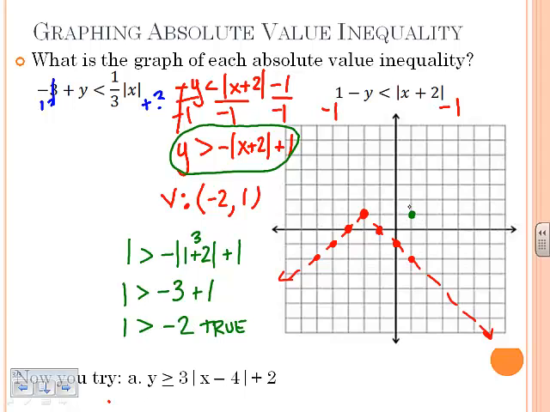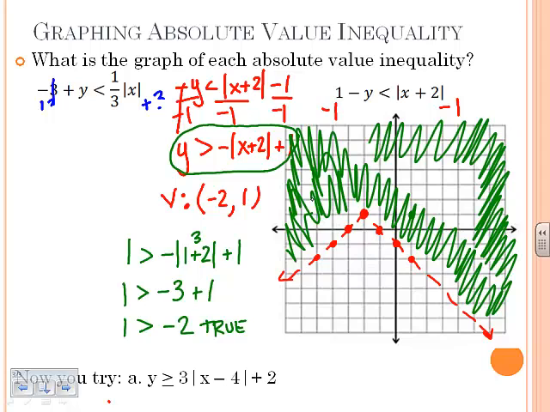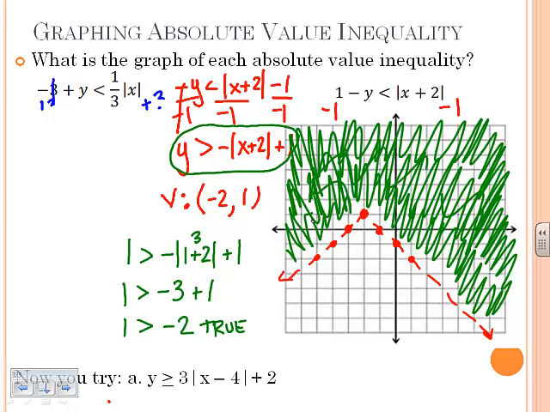So I want to shade where that test point is, which means I'm going to shade everything above my absolute value V shape. Make sure that you cover from one side of the graph to the other, going all the way up to the top of that graph. Everything above that V shape needs to be shaded.